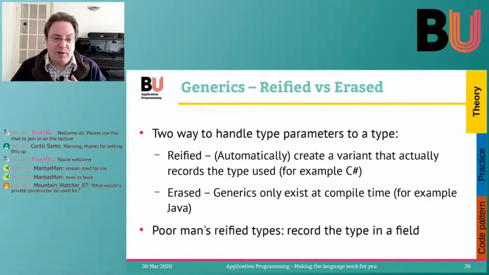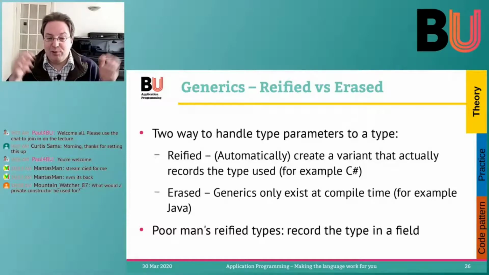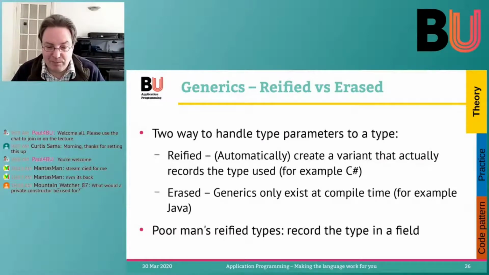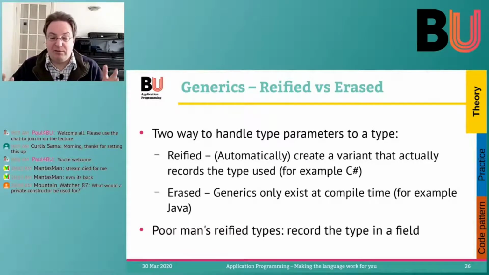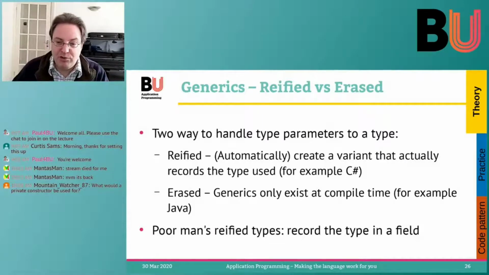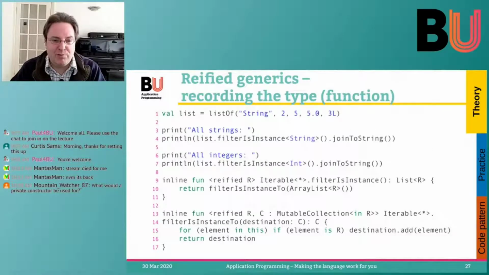So sometimes you want to know the type. One of the ways that you can do that, or a poor man's version of this if you don't want classes, is to just record the type parameter in your type with a class field. So you record the type that you want to use, and then you have your reified type. So how does that work? Because it's something you surprisingly often want to do.